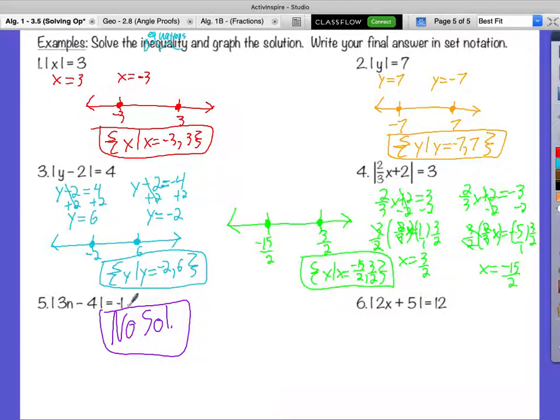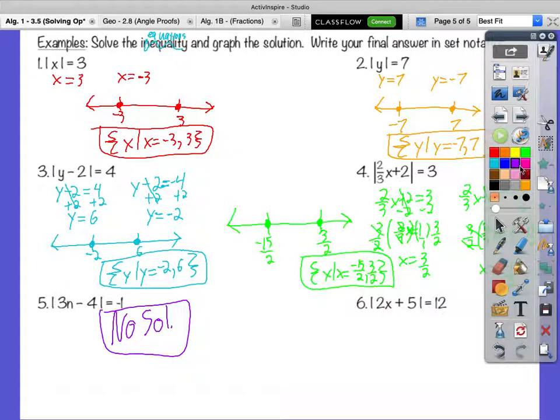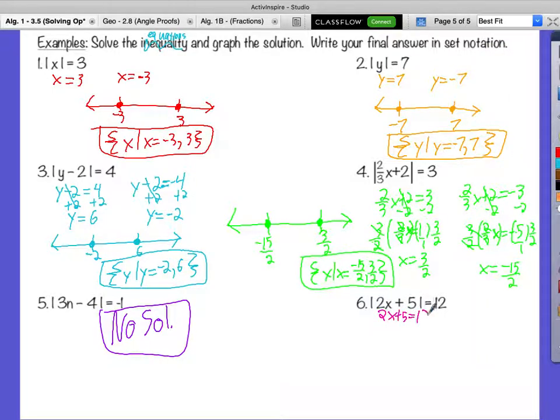We didn't even race it or anything. Okay, stop by this one up here, please, and thank you. It is the end of this one, okay? 2x plus 5 is equal to 12. 2x plus 5 is equal to negative 12.